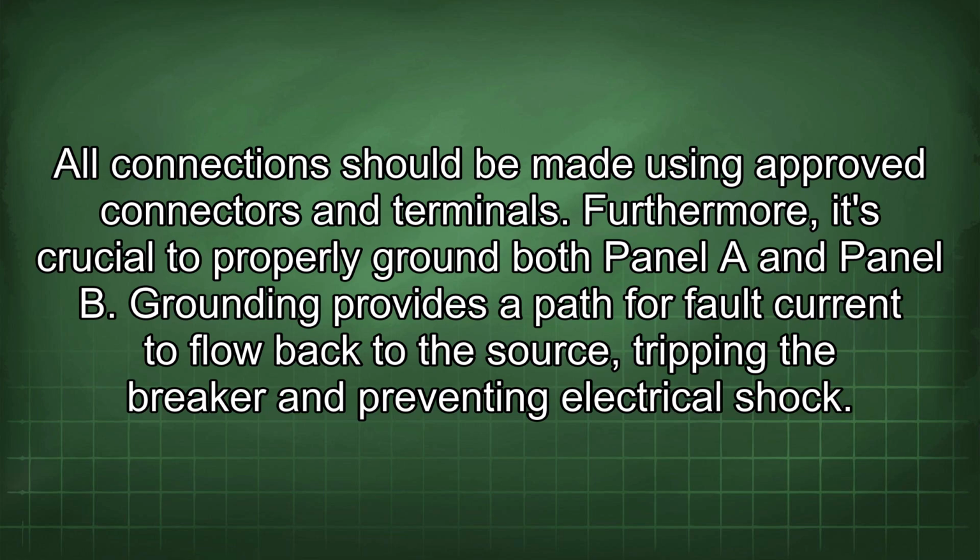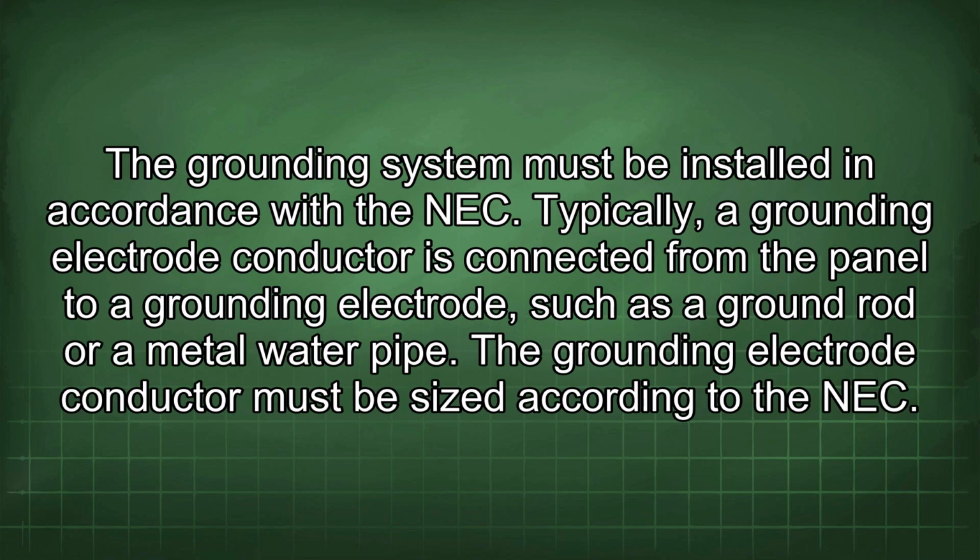Furthermore, it's crucial to properly ground both panel A and panel B. Grounding provides a path for fault current to flow back to the source, tripping the breaker and preventing an electrical shock. The grounding system must be installed in accordance with the NEC. Typically, a grounding electrode conductor is connected from the panel to a grounding electrode, such as a ground rod or a metal water pipe. The grounding electrode conductor must be sized according to the NEC.